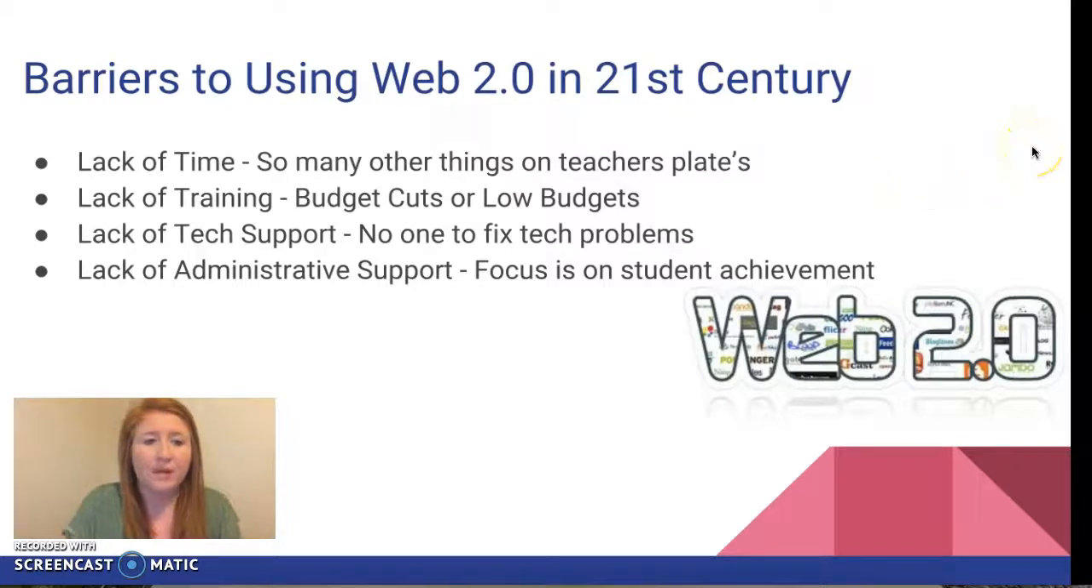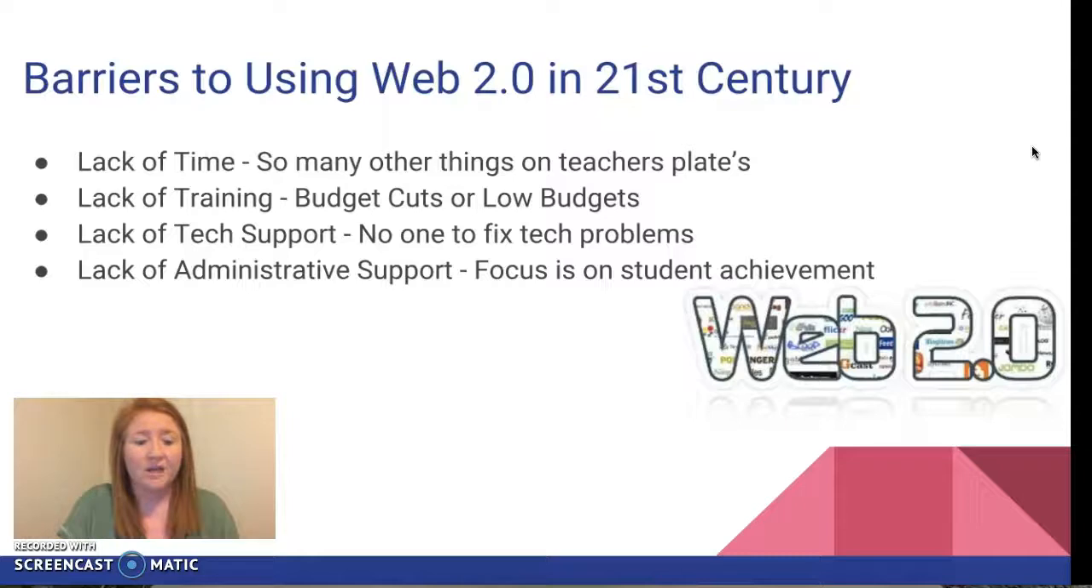First, the barriers to using Web 2.0 in the 21st century. There were four main barriers: lack of time, lack of training, lack of tech support, and lack of administration support. When talking about lack of time, there's just so much on teachers' plates, and having to incorporate or learn something else is hard for teachers sometimes.